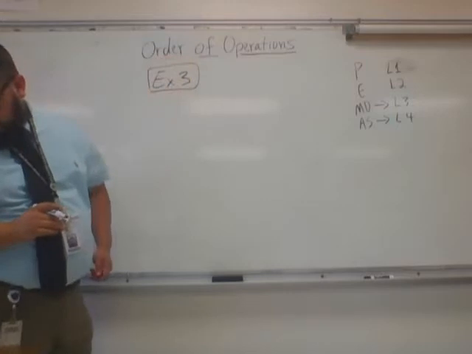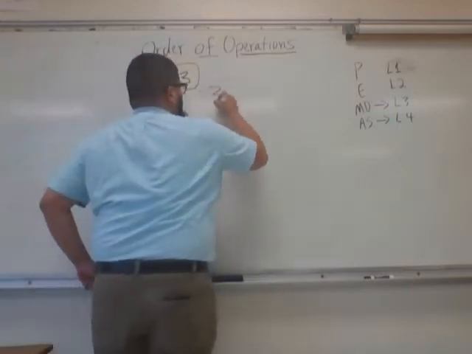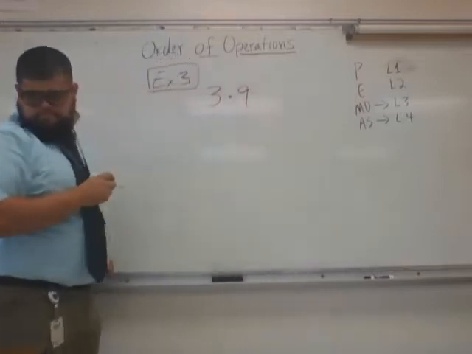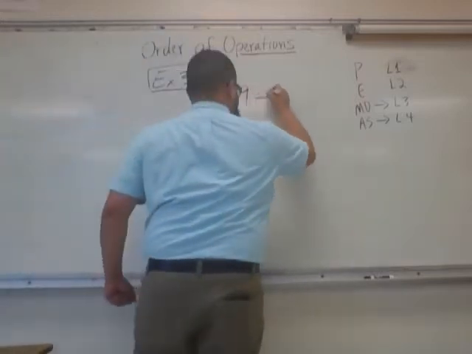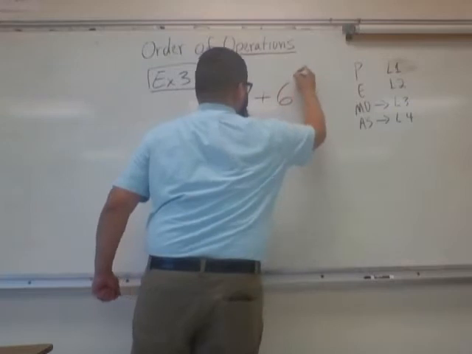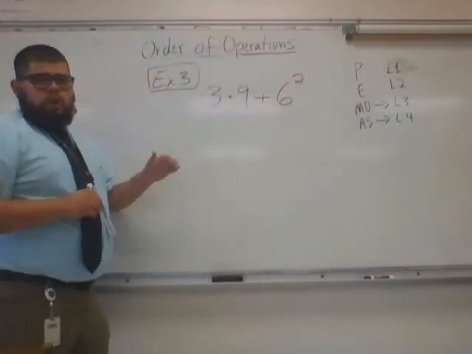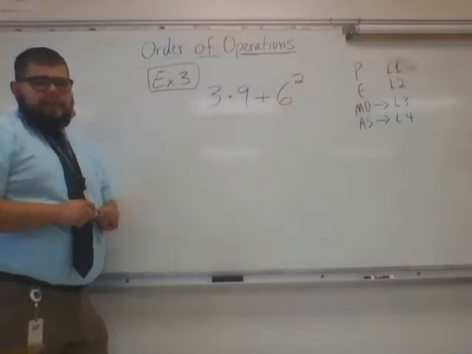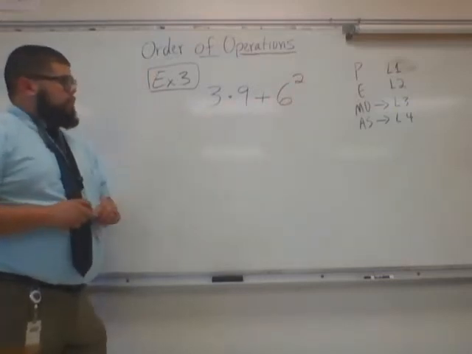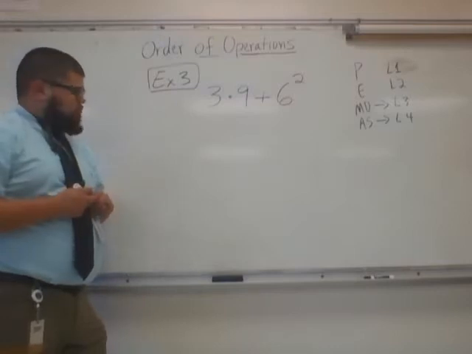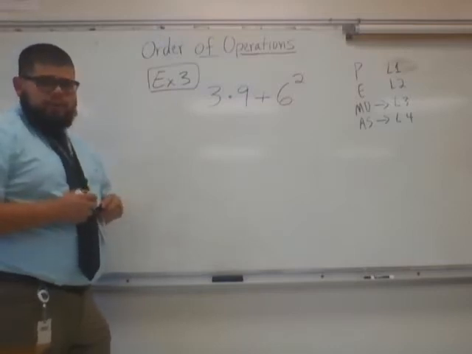All right, example number 3. We have 3 times 9 plus 6 to the second power, or 6 squared, right? So remember, we have the dot for multiplication, and then that 2 up there is called the exponent of that base 6. So we're going to go ahead and work through our levels.